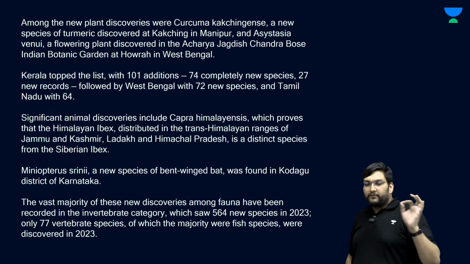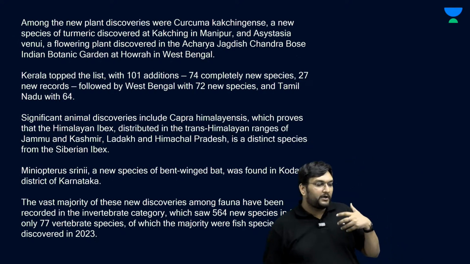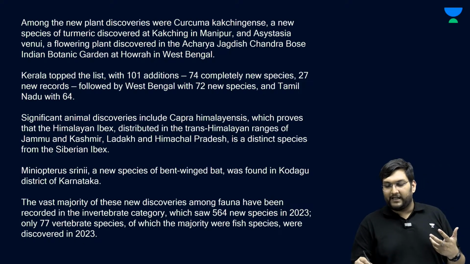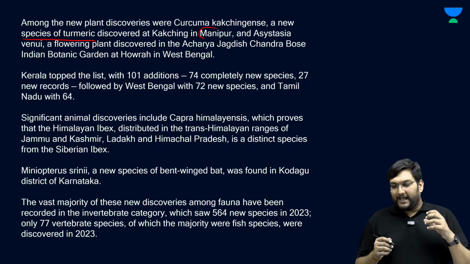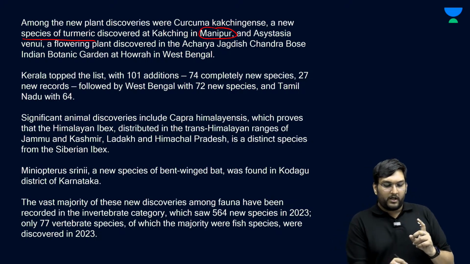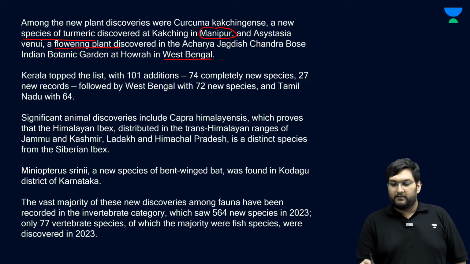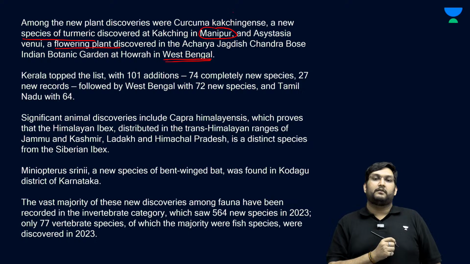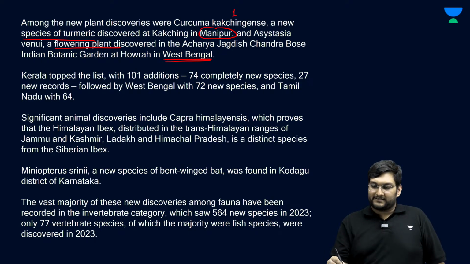Do remember this. First is that a new species of turmeric has been found in Manipur, and there is also one more flowering plant, which is called the Asteria venui, which has been found in West Bengal. This is what is important. I'm marking for you. First, you have to know a new type of turmeric. The second is a new flowering plant in West Bengal.